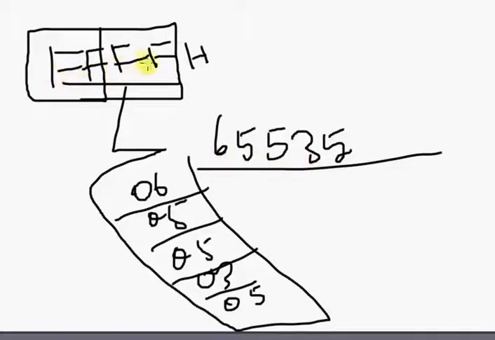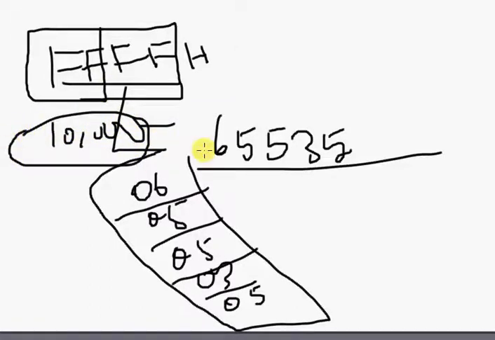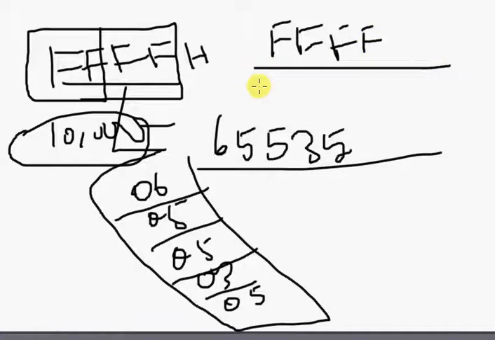How do you do this? Take FFFFH and divide it by 10,000. Since 10,000 is decimal, you need the hexadecimal equivalent of 10,000. Dividing FFFF by the hexadecimal equivalent of 10,000 will give a quotient and a remainder. The quotient is 6. Then store the quotient, which is a byte, into memory, and keep the remainder.